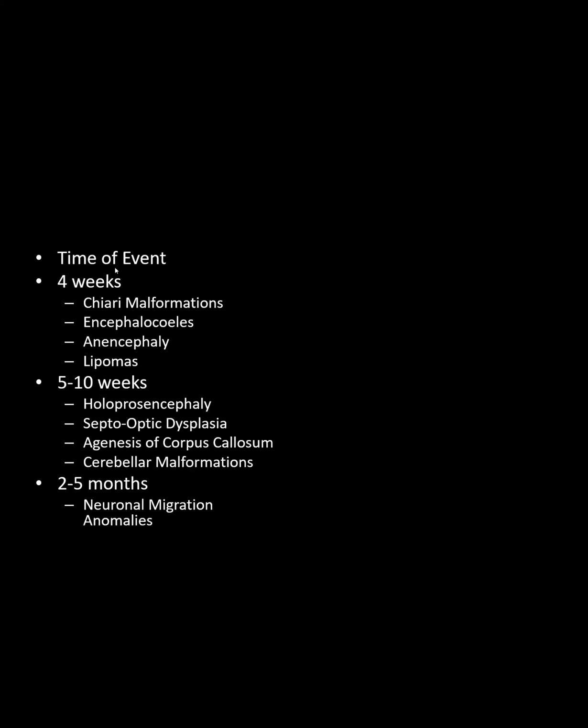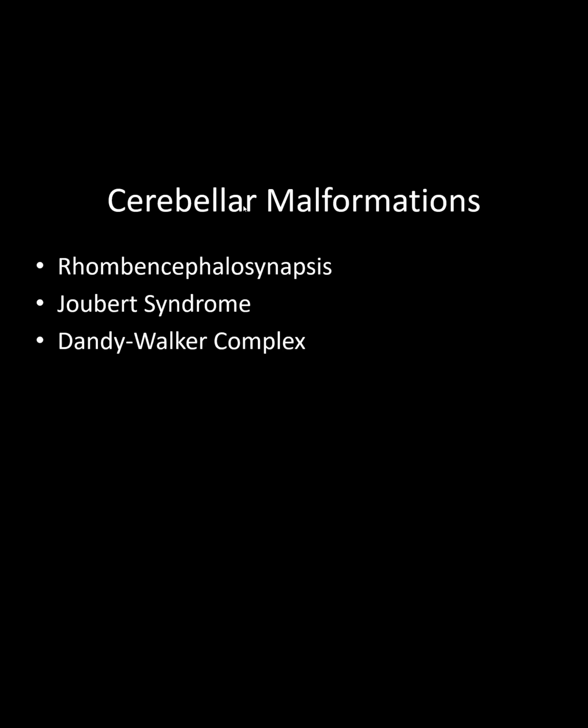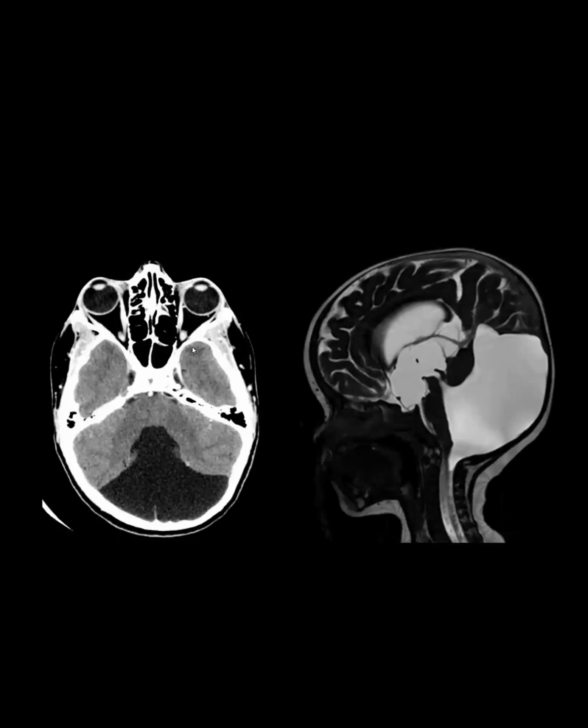All right, so we talked about these. We talked about holoprosencephaly, septo-optic dysplasia, the corpus callosum. I'm going to talk about this, and then after that, I'm going to move on to these migration anomalies. There's a lot of these that I keep seeing on your right exam, so I'll go through those cases. All right, so for cerebellar malformations, I'm going to talk about these three major ones.